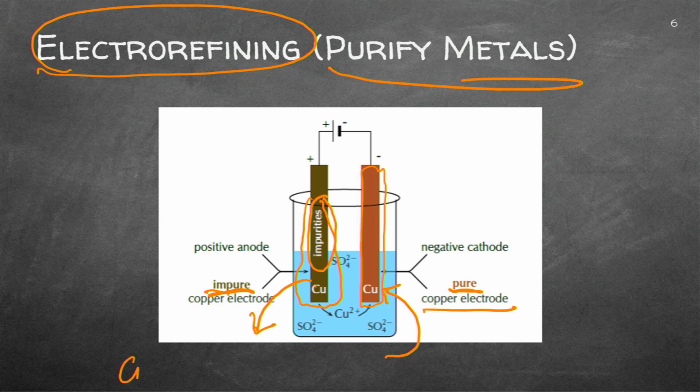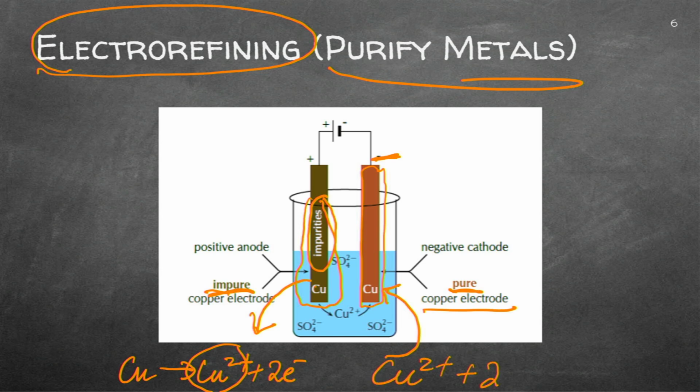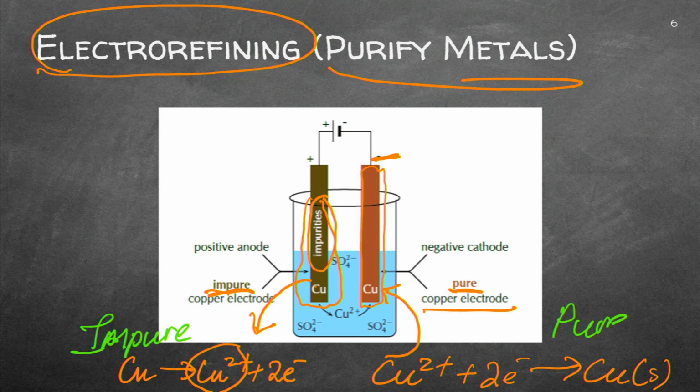So I've got copper there. It will become Cu2+ plus 2 electrons. The 2+ will move towards the negative. So the Cu2+ plus 2 electrons will become copper solid. This will be the impure, and this will be the pure copper.